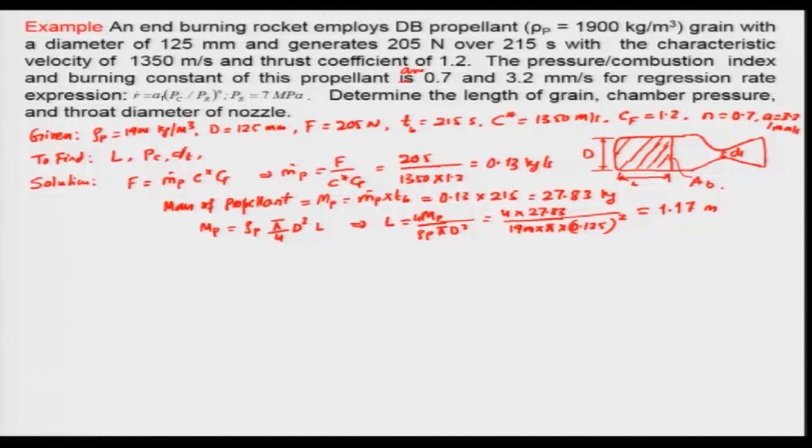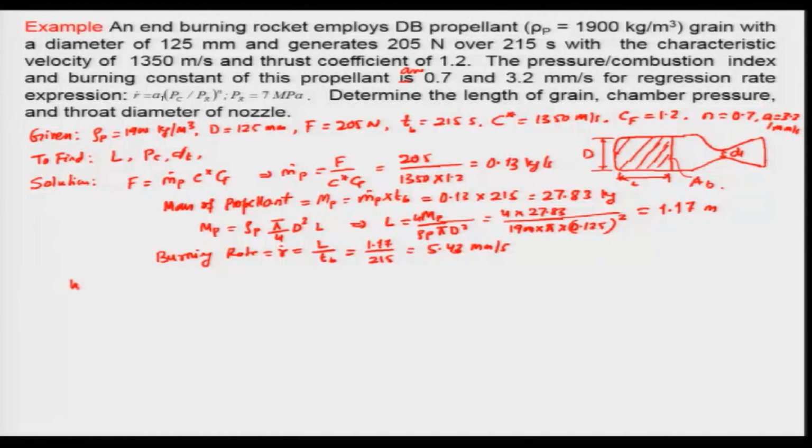And of course, we can find out what is the burning rate very easily. The burning rate, R dot, we know is L by tb, that is the entire length of the propellant will be burned, and that is 1.17 divided by 215. I will get something like 5.43 millimeter per second. And now I need to find out basically chamber pressure.